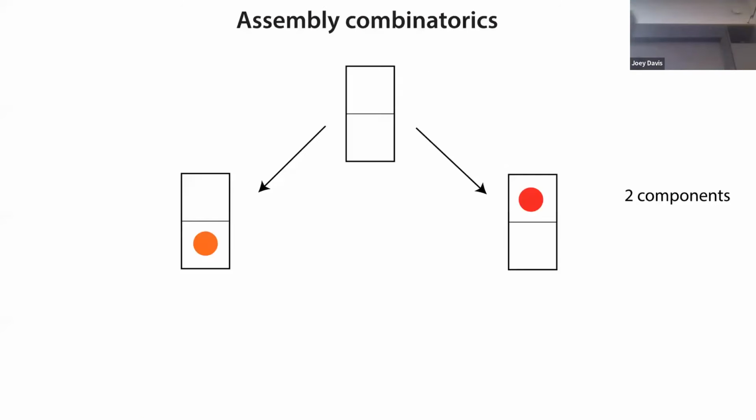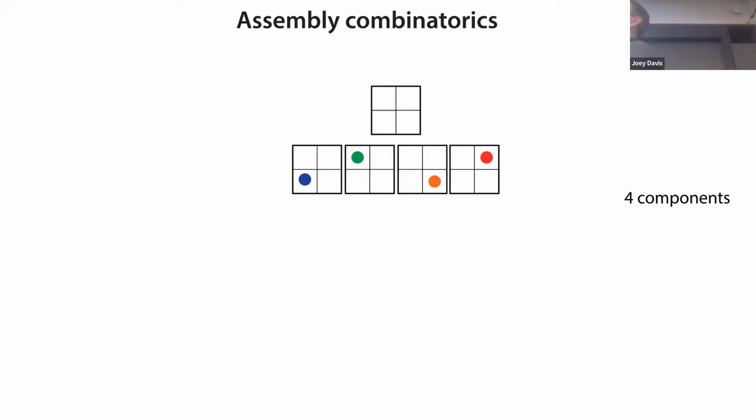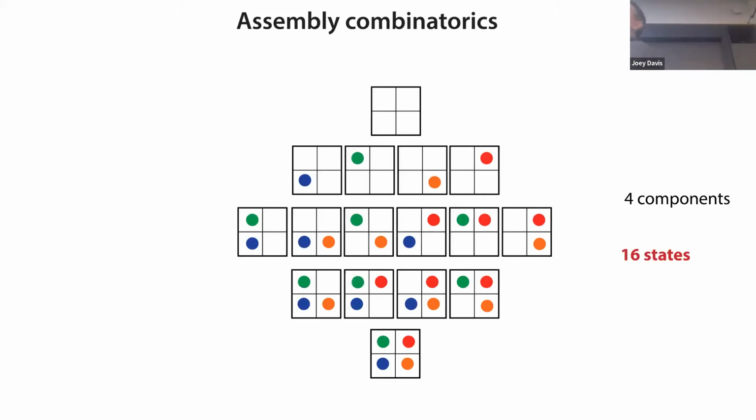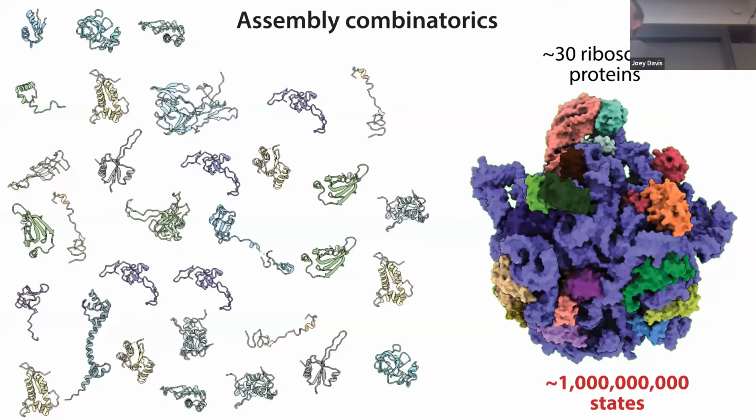Okay, so let's just think about a couple examples of this. Imagine that you just have two components binding to an RNA. This is the RNA as a black box. The red component or the orange component or both can bind. There's 4 states: completely unbound, red, orange, or both. With 4 components, we're up to 16 states, 6 components, 64 states. The ribosome, the particle of interest for me, it's preposterous, right? You're not going to do a K equals 1 billion state classification. Just not going to work.